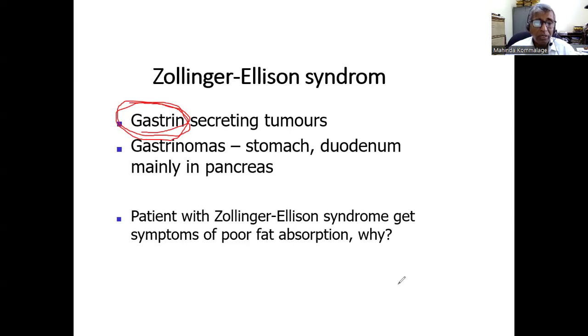Okay. So then what can happen? If there's an acidic pH in the duodenum and small intestine, what can happen? Usually the pH in the duodenum and small intestine is alkaline. If there's an acidic pH, what can happen?